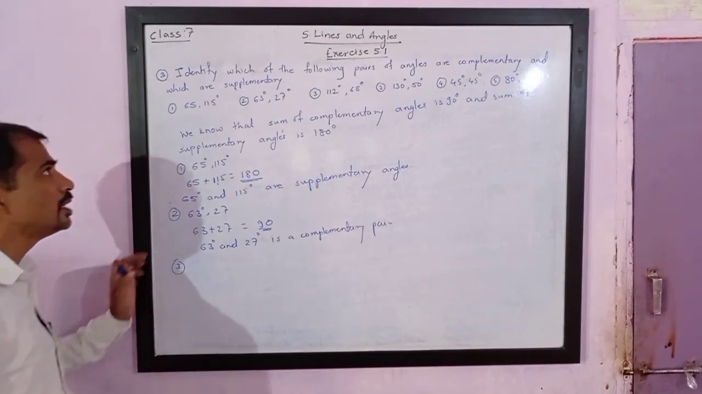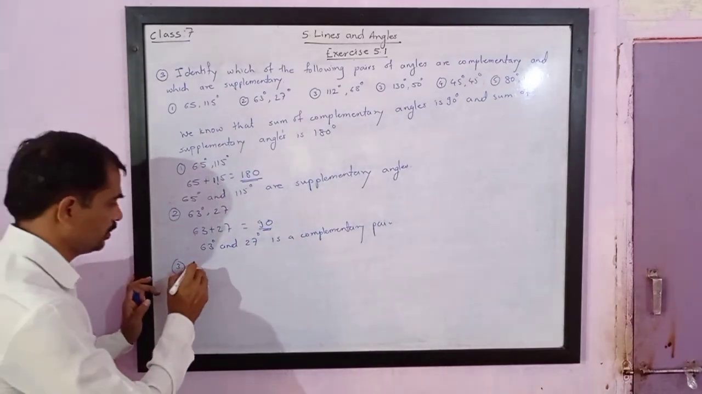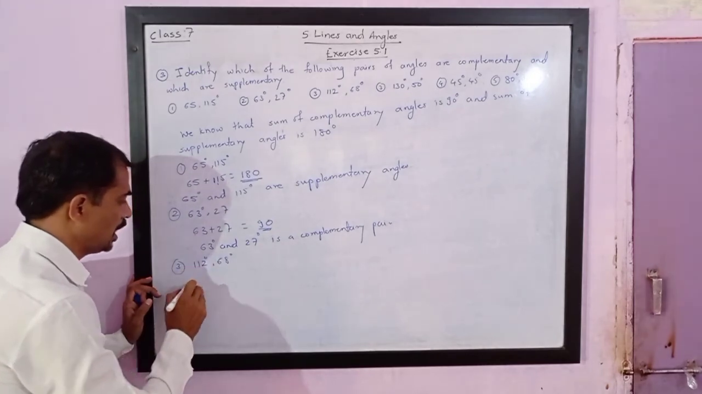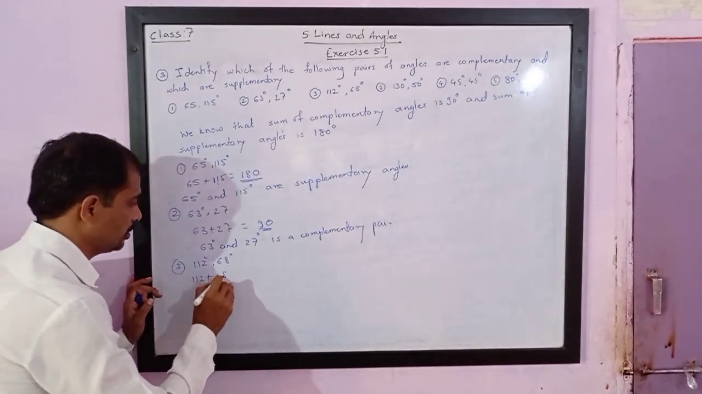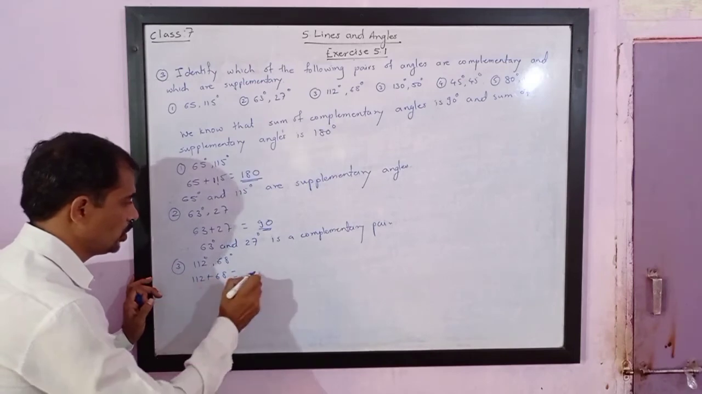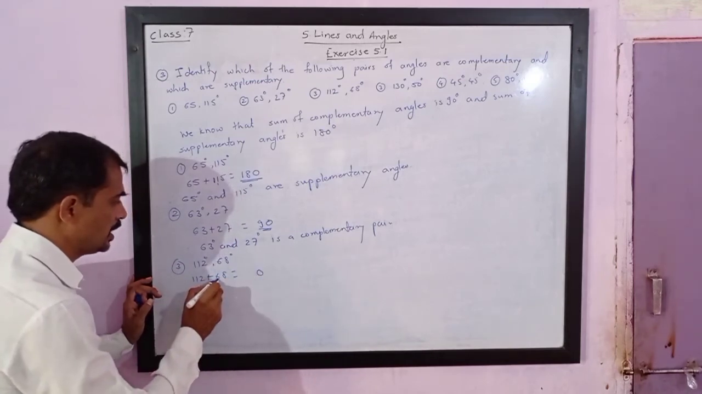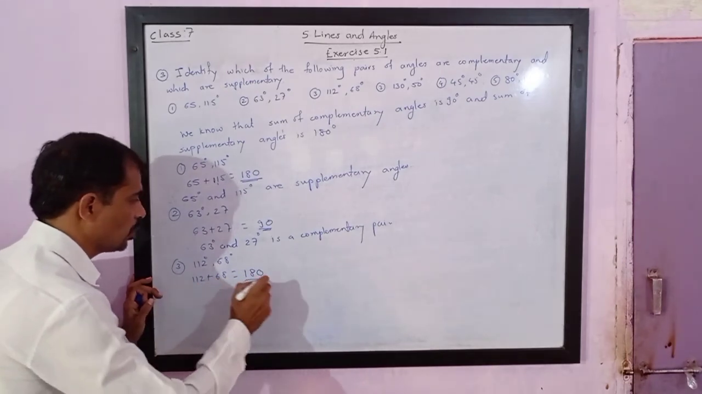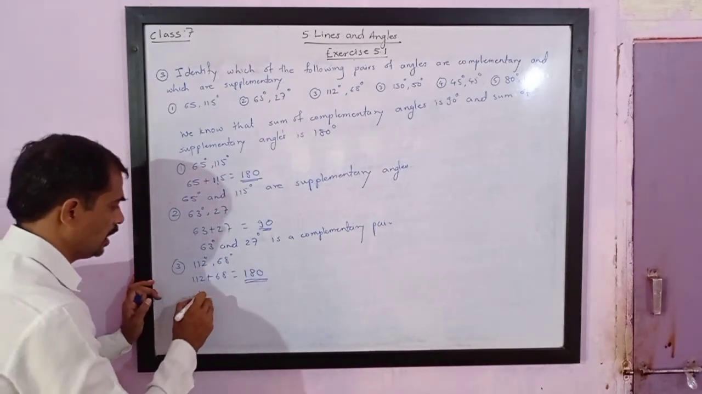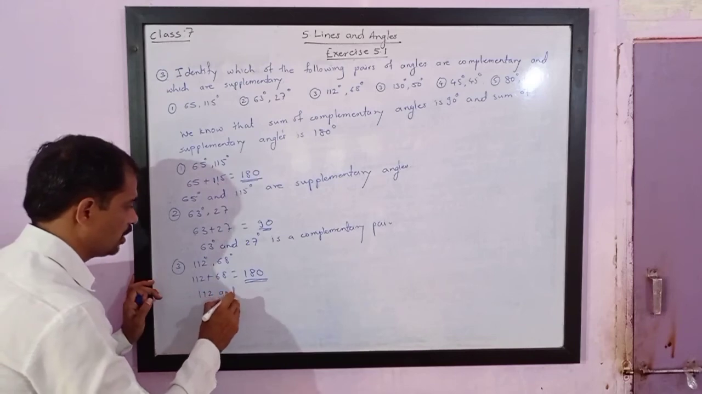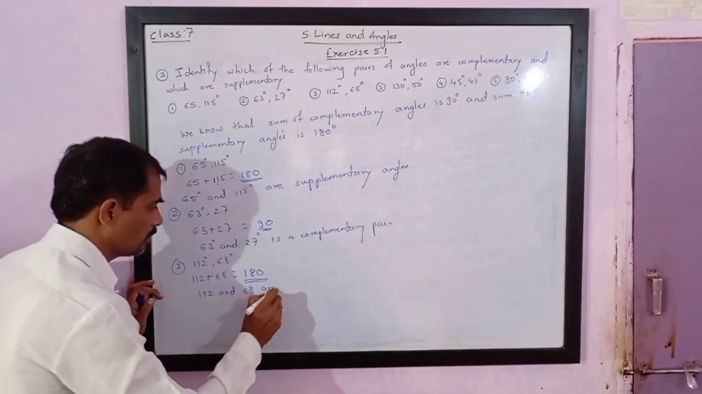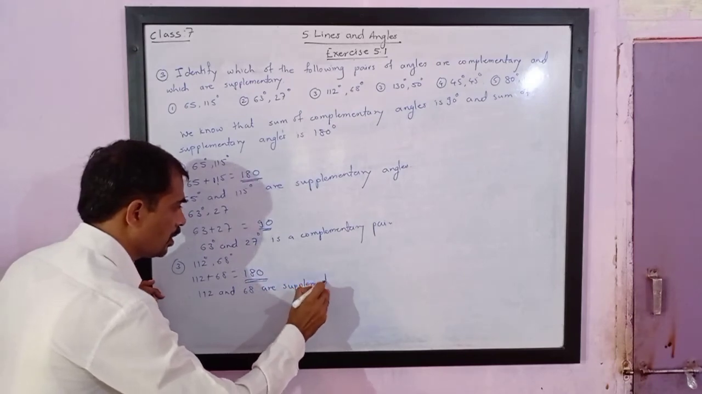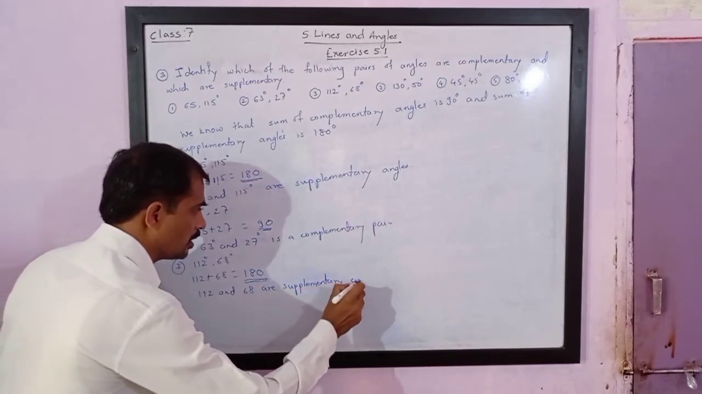Then third is 112 and 68 degrees. Let us do the addition of this. You will get 8 plus 2, 10, 1 carries, 6 plus 1, 7 plus 1, 8, again 1 hundred. Again the sum is 180 degrees. Therefore, we can say that 112 and 68 are supplementary angles.